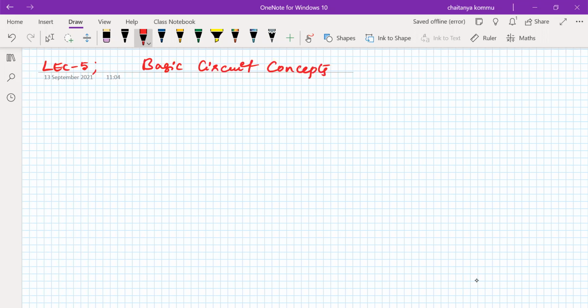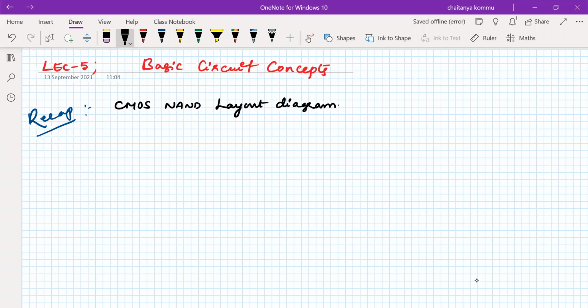Before going to that, let us recapitulate what we have seen in the last class. We have drawn the layout diagram for a CMOS NOT gate. I would like to discuss the CMOS NAND gate layout diagram. So it will be a recapitulation of what we have seen yesterday.